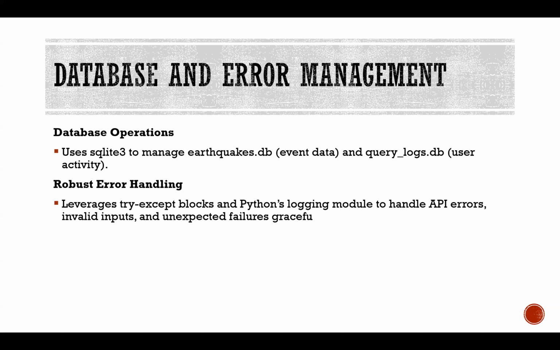And the robust error handling techniques leverage sophisticated try-except block structures combined with Python's comprehensive logging module to handle API communication errors, invalid user inputs, unexpected system failures, and database-related issues gracefully. While the error management comprehensively covers multiple failure scenarios, including network timeouts during API communication, database lock conditions during concurrent operations, disk space limitations, all the error conditions are systematically logged with detailed contextual information for effective debugging, system monitoring, and continuous improvement process.